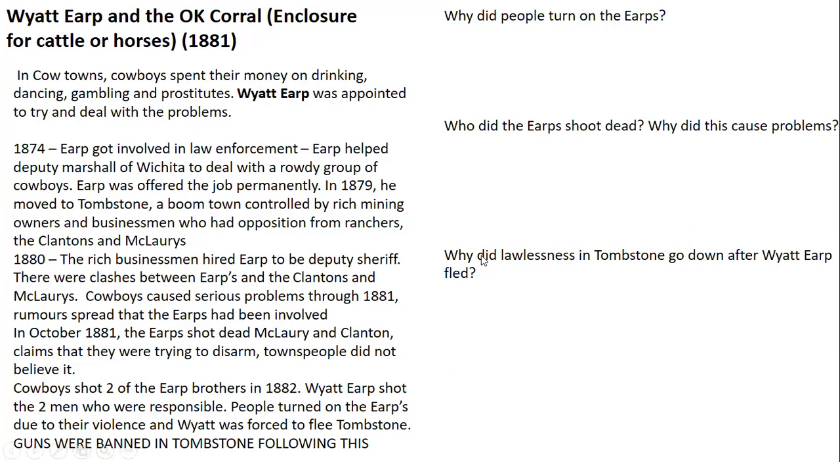But you could argue that as a result of the Earps, lawlessness did go down because of the banning of guns after Wyatt Earp fled.